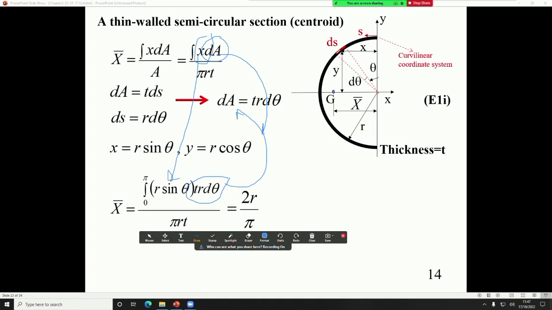Okay. Now, can you see this element here? The thickness of this element is t, and the length is ds. What is ds equal to? ds is equal to this central angle, which is d theta, multiplied by r. So we have t r d theta, which is dA, and x is equal to this distance, which is r sine of theta. Does it answer the question? Yeah. Okay, good.